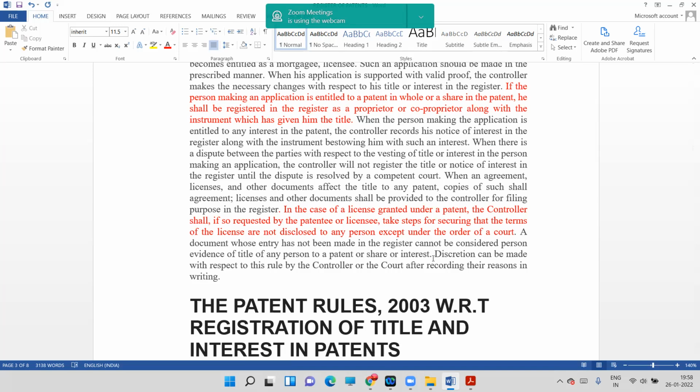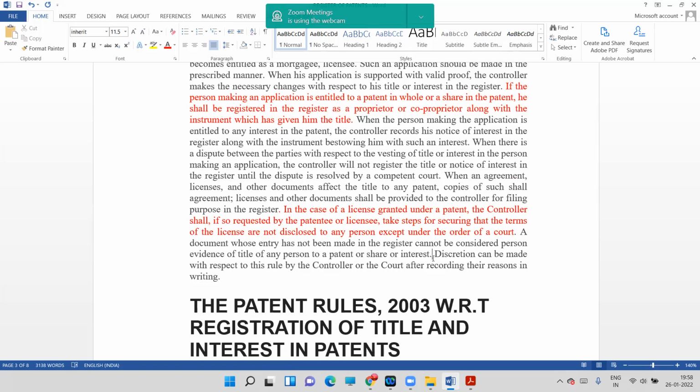The discretion can be made with respect to this rule by the controller or a court after recording their reasons in writing. So अभी देखो, discretion can be made with respect to this rule by the controller. तो controller का discretion होगा या फिर कोर्ट का होगा. Discretion means what? मतलब कंट्रोलर ने अगर बताया तो, बिकॉज डिस्क्रिशन कंट्रोलर का होगा या फिर कोर्ट का होगा.